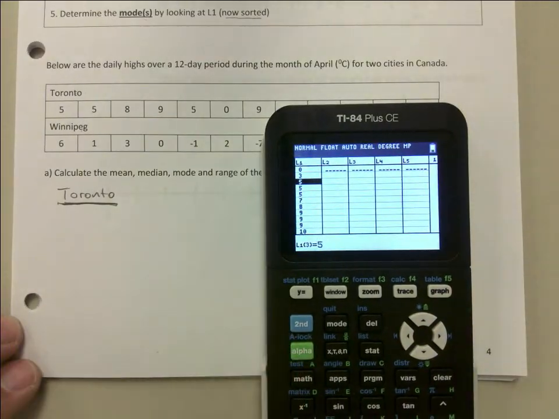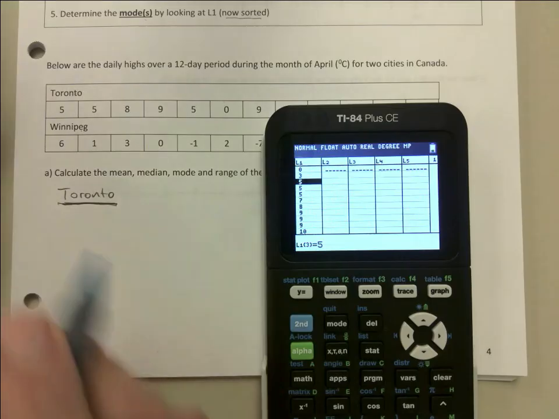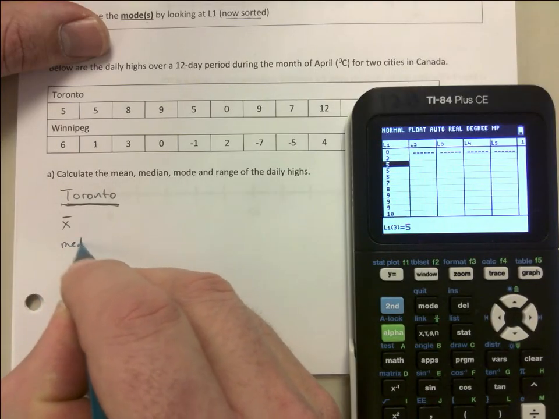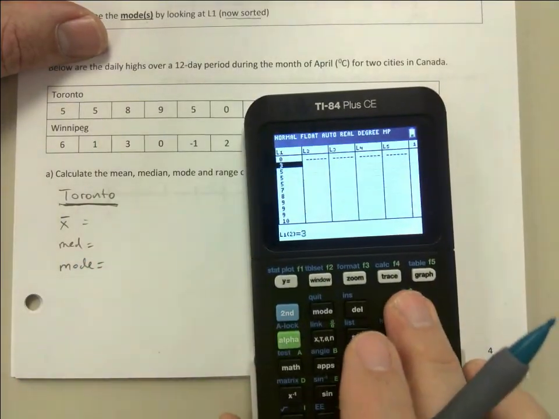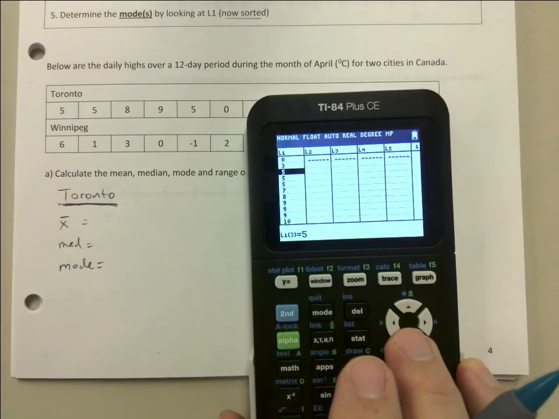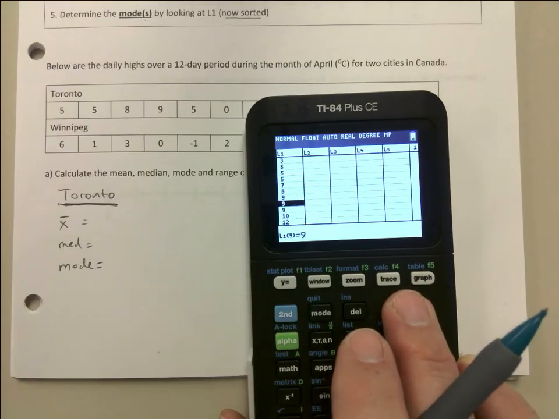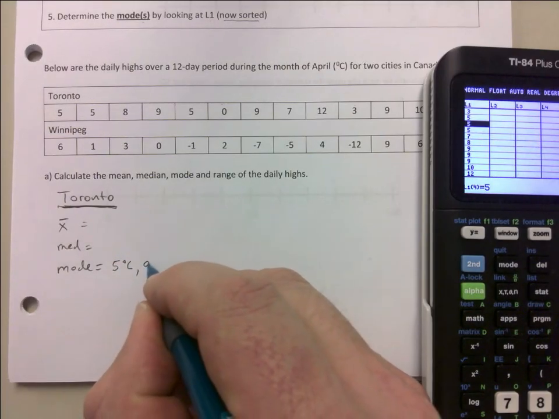Let's figure out the mean, median, and mode. Let's do the mode before we proceed. What is the mode here? I look and I'm seeing three 5s, so 5 is so far a mode. And I see three 9s. So 5 and 9 are the modes here. Got it? Okay. So 5 degrees Celsius and 9 degrees Celsius.